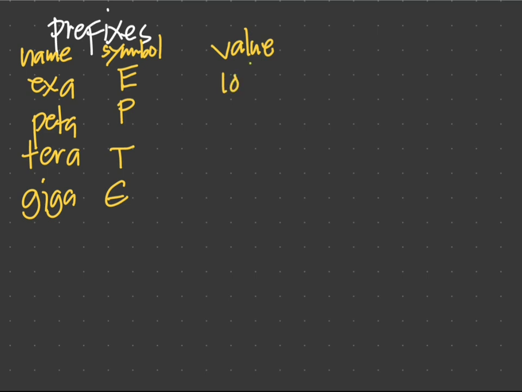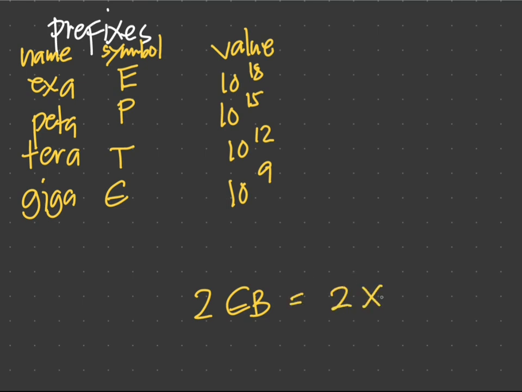So this is 10 to the 18, 10 to the 15, 10 to the 12. Giga is 10 to the 9. Say for example, you're given 2 gigabytes of storage. So that means this is 2 times 10 to the 9 bytes. Because giga means 10 to the 9, and you're given 2 gigabytes, so this means 2 times 10 to the 9 bytes. Got that?